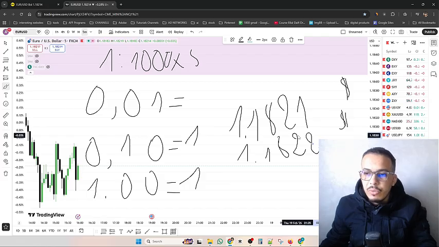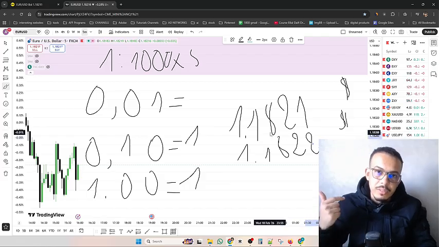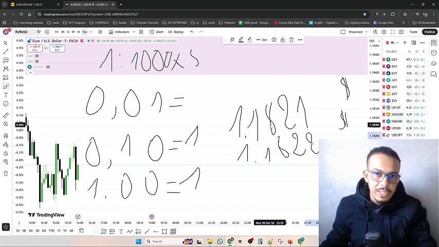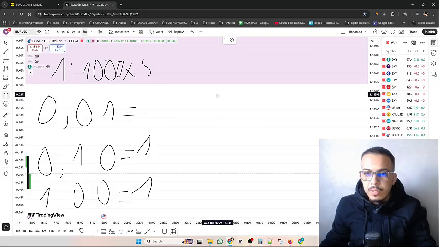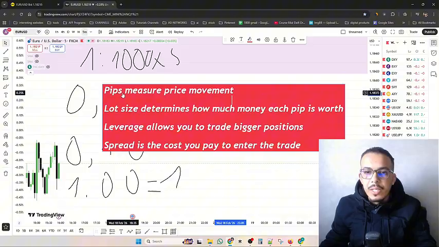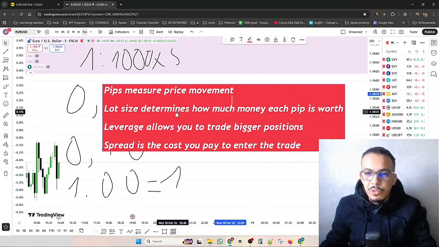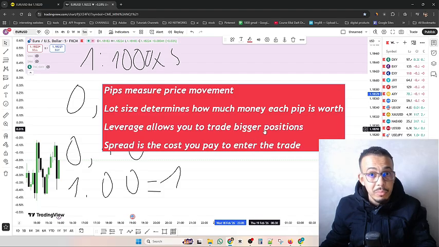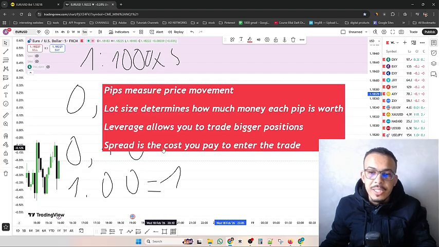I think that you now finally can understand all of those words: the lot size, the spread, the leverage, and the pips. It's not that complicated. So let's paste a text here. Basically, pips measure price movement, and lot size determines how much money each pip is worth. And leverage allows you to trade bigger positions, and spread is the cost you pay to enter the trade.